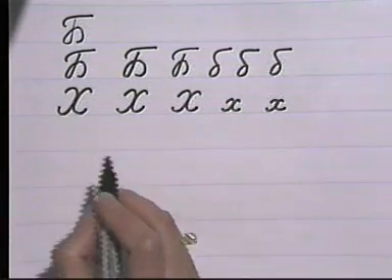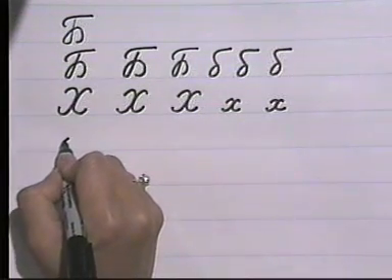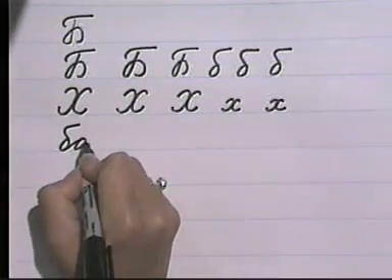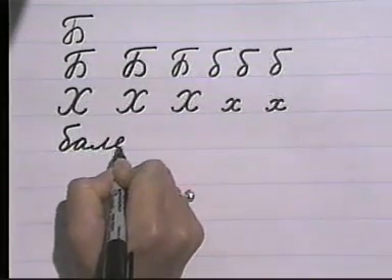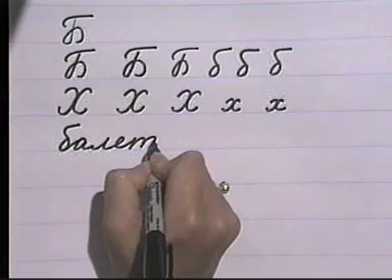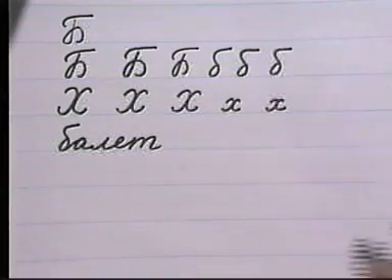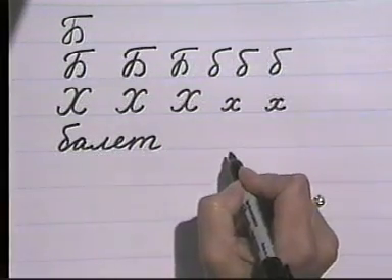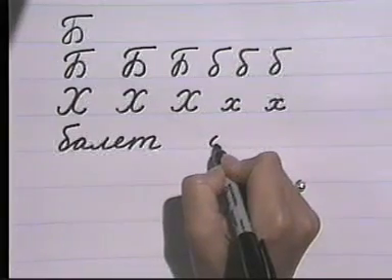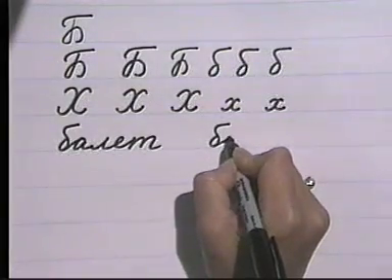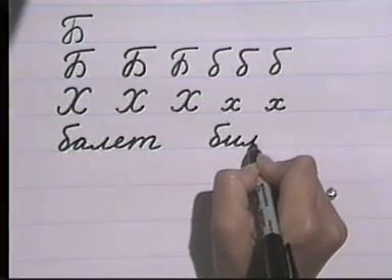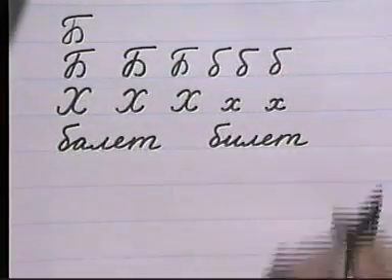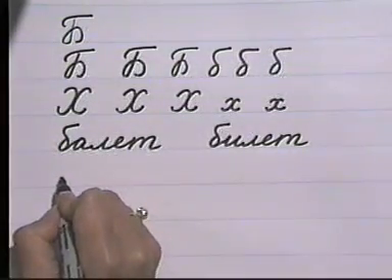Now the words. Ballet. We start with the letter B, then the letter A, L, E, and T. And of course, if you are going to see ballet, you need to purchase a ticket. Билет. And let's try балалайка.